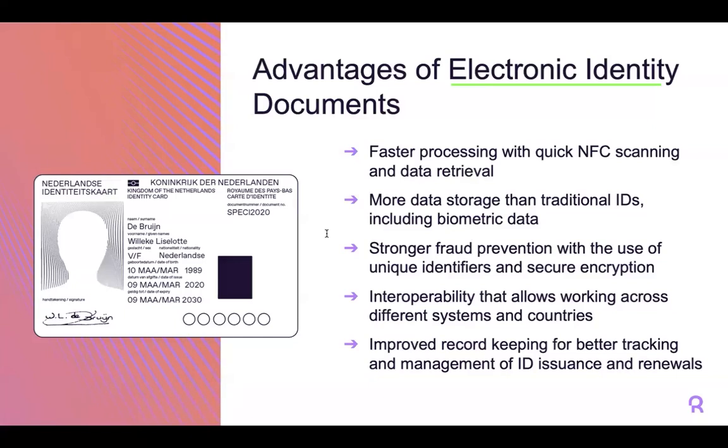Next one is fraud prevention. The use of unique identifiers and secure encryption helps reduce identity theft and fraud, as it is more difficult to replicate or forge RFID-enabled IDs. Next point, interoperability. Many electronic IDs are designed to work across different systems and countries, facilitating international travel and identification.